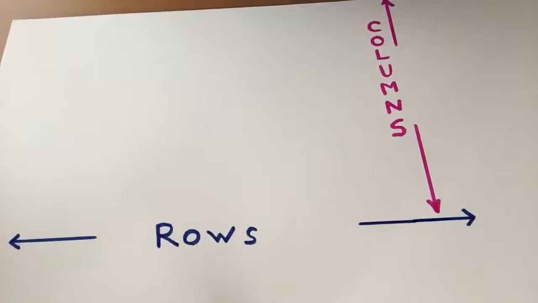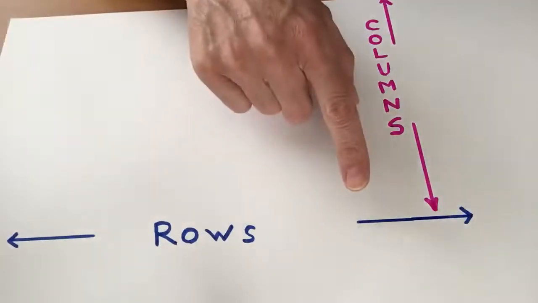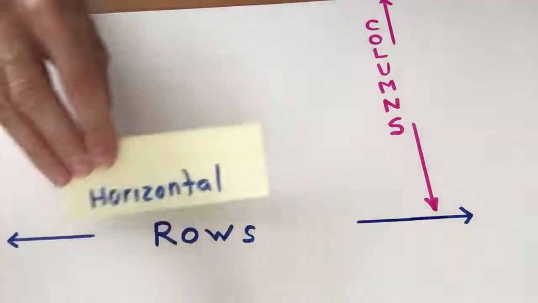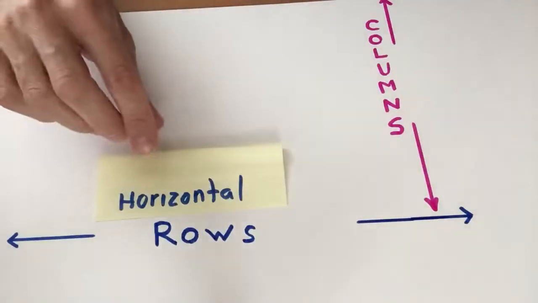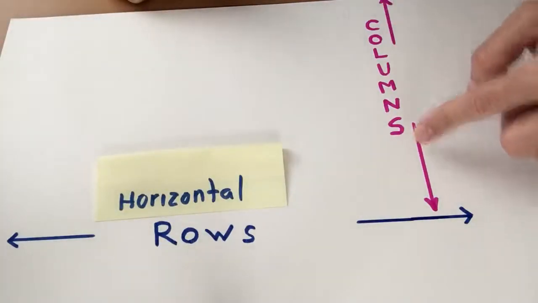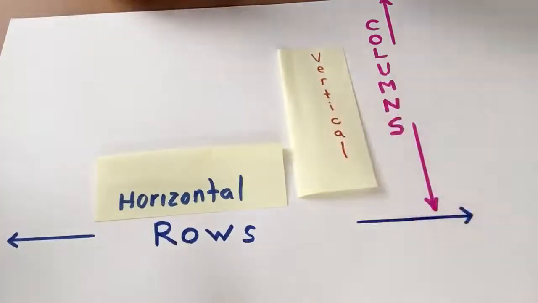The lesson is about arrays, which you know because we've been talking about them for a while now. Arrays must have rows and columns. The rows go from side to side, from left to right, and you can say that rows are horizontal. Now the columns go from top to bottom, up and down, and you may say that the columns are vertical.